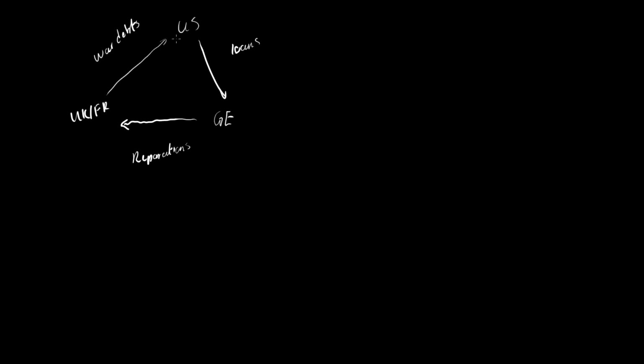So if any of these things in the triangle collapses, the whole plan collapses. So if the US stops giving loans to Germany, Germany can't pay reparations. It means the UK and France can't pay war debts to the US. Yeah, this is the basic triangle of how reparations, war debts, and loans worked at the time.